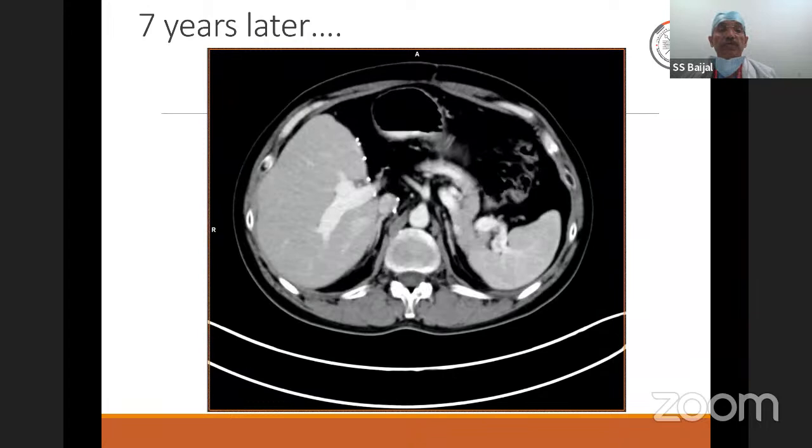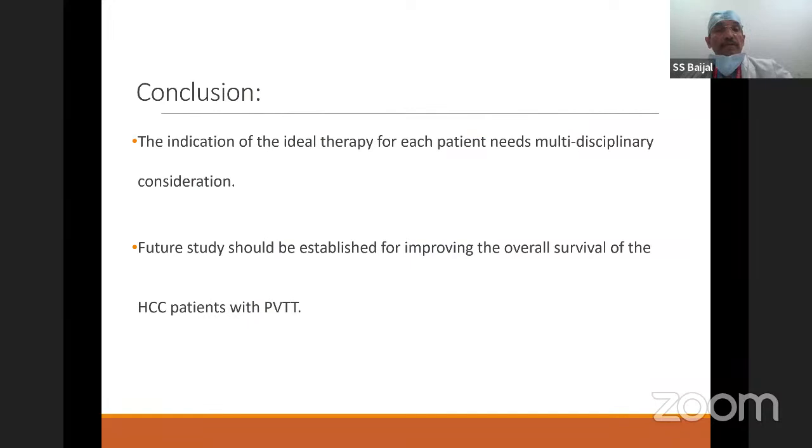And I think the thrust for future studies of combination therapies probably holds the key. We are waiting for exciting results of the trials of immunotherapy with SIRT versus SIRT alone for these advanced stages of HCC, to pull them back into potential curative treatments. Thank you very much.